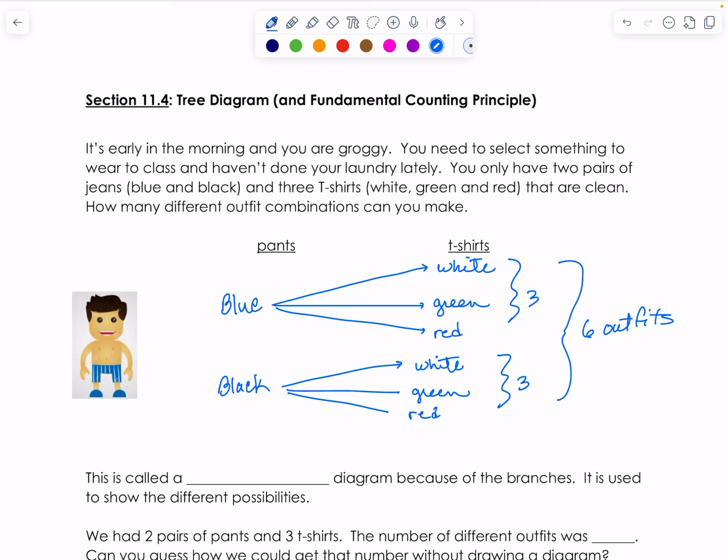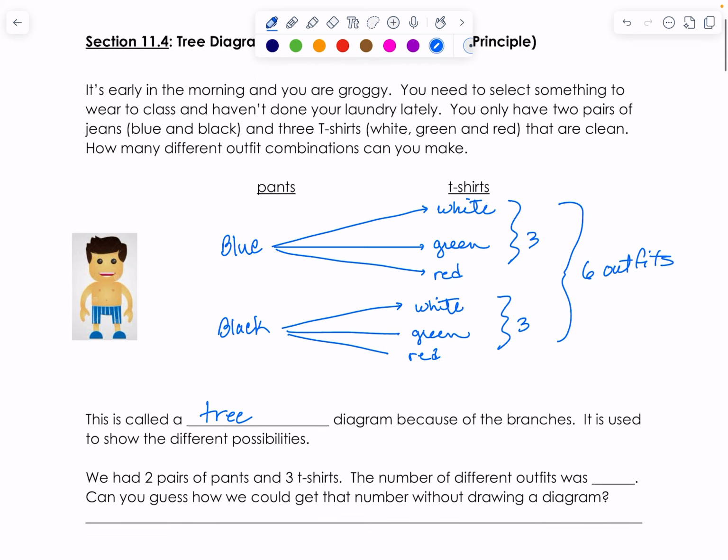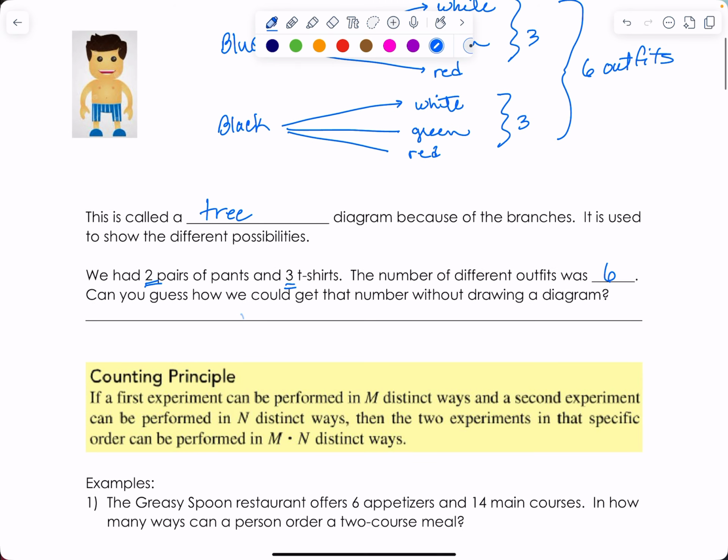Okay, so this is called a tree diagram because it's got branches. And it's used to show all the different possibilities. So we had 2 pairs of pants, we had 3 shirts, and the number of outfits we had was 6. So we had a 2, we had a 3, and we got a 6. How could you get a 6 out of a 2 and a 3? We could just multiply them, right? Multiply. So that's what the counting principle is.